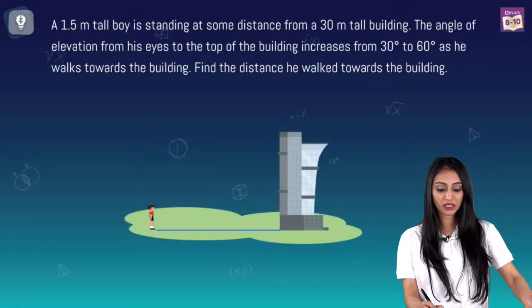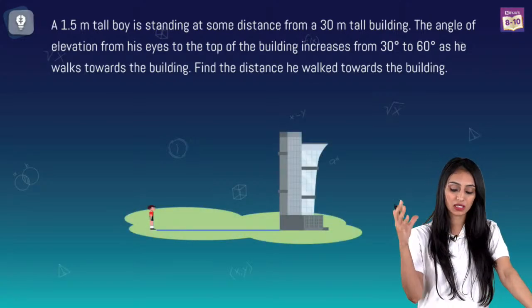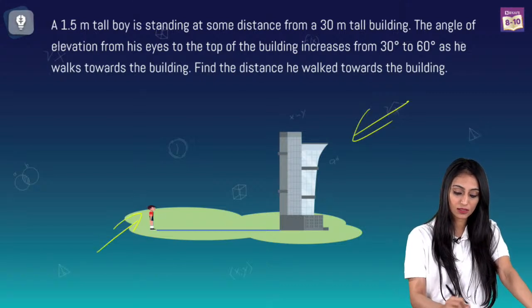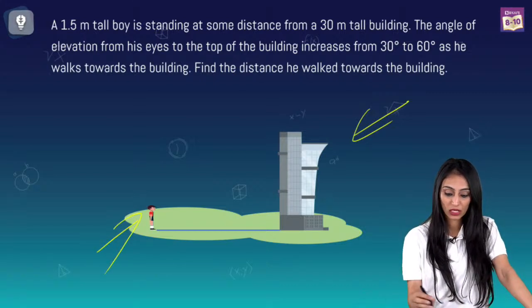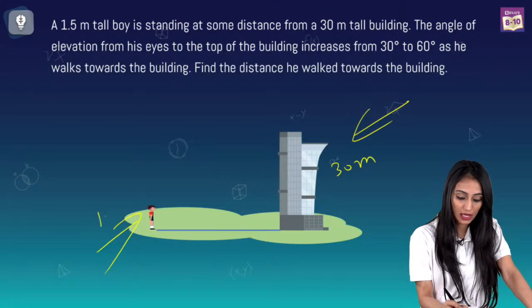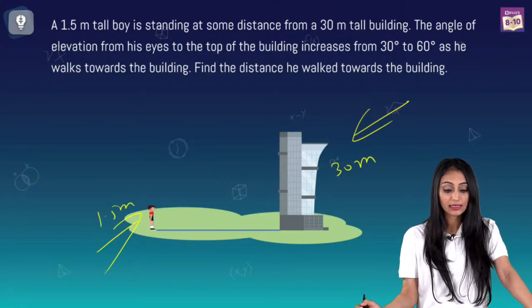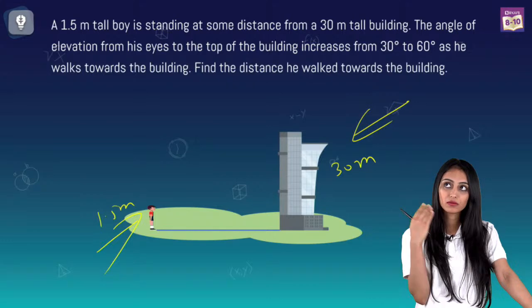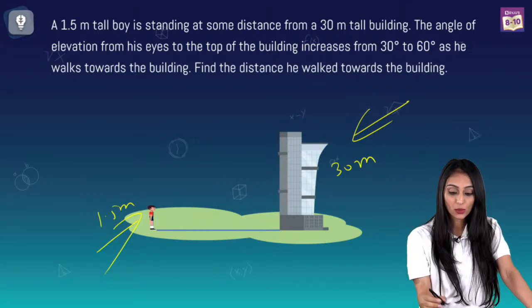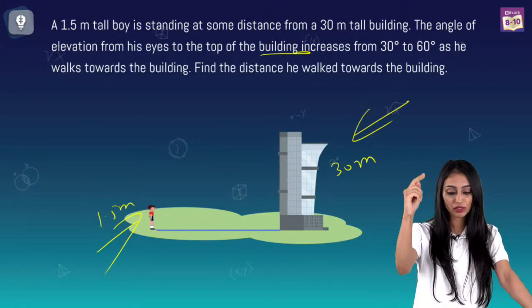So a 1.5 meter tall boy is standing at some distance from the building. This is the building and this is the boy, 1.5 meters tall. The building's height is 30 meters, the boy's height is 1.5 meters. The angle of elevation, definitely from his eyes, so he is looking above, to the top of the building.